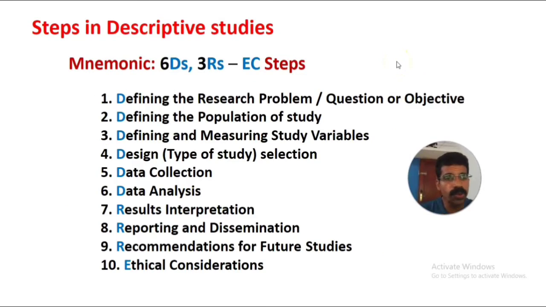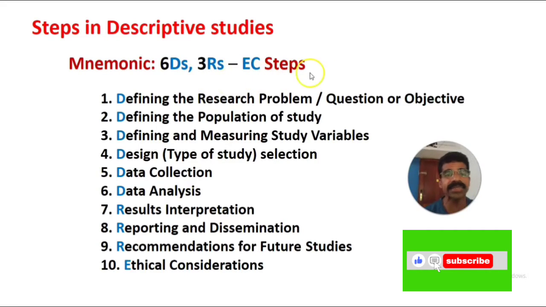To understand better, I have made a mnemonic, that is 6 D's, 3 R's, easy steps of descriptive studies. So it is an easy step. If you remember that there are 6 D's in the 10 steps of descriptive studies, and 3 R's and 1 easy. First D stands for defining the research problems and question or objectives.